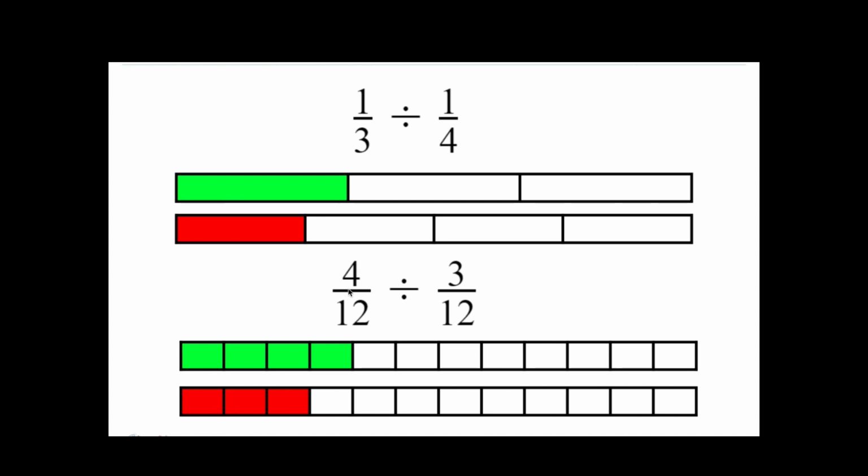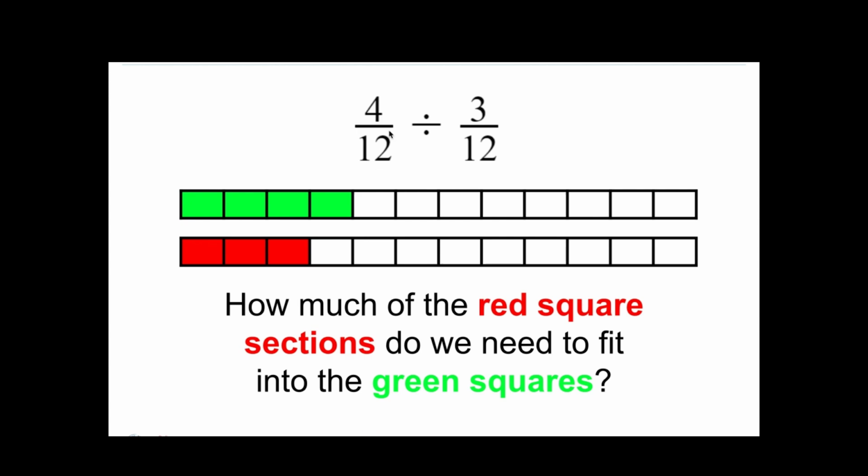Again, this equals 1/3, this equals 1/4. We multiplied the 1/3 by 4 divided by 4, which is the big one. And we multiplied the 1/4 by 3 over 3, again, the big one. All right, so now I'm going to do my dividing. Here we go. I have 4/12 divided by 3/12.